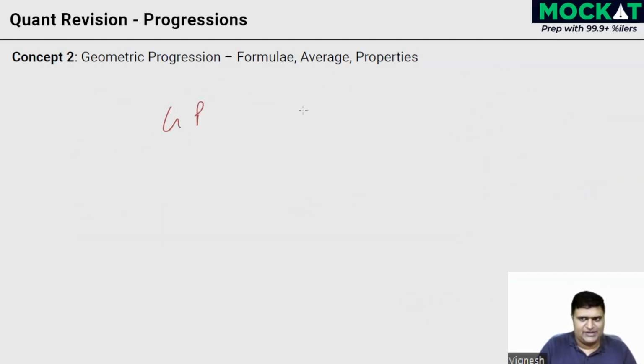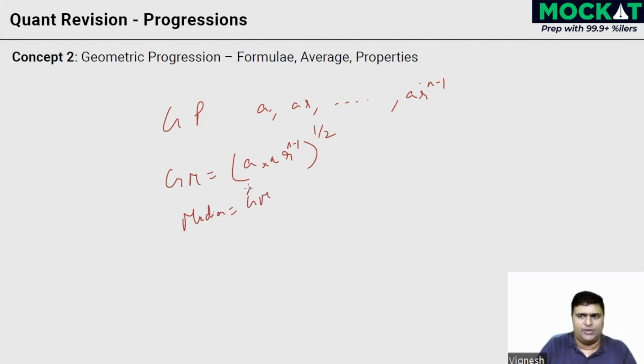So GP, as I said earlier, you're going to have A, AR, and so on till AR power n minus 1. What's going to be the average? First term plus last term by 2? Nothing like that. But what I can tell you is the geometric mean is the geometric mean of the first and last terms. There it was arithmetic mean, so arithmetic mean of first and last. Here the geometric mean is the geometric mean of the first and last terms, a into AR power n minus 1. The median is going to be my geometric mean over here, right? The median, the middle term, is going to be, right?